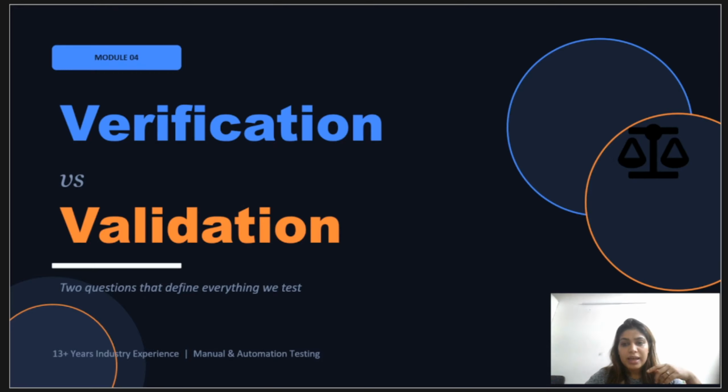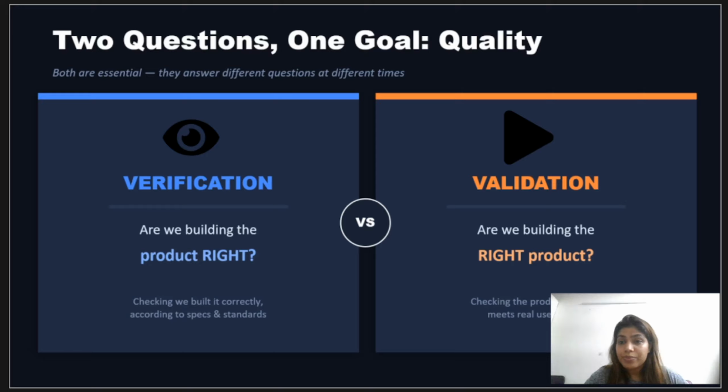Now let's unpack that. Remember the absence of error fallacy from module 1. A product can be built perfectly to specifications and still be the wrong product. That principle is really a story about verification and validation, and this module explains why.